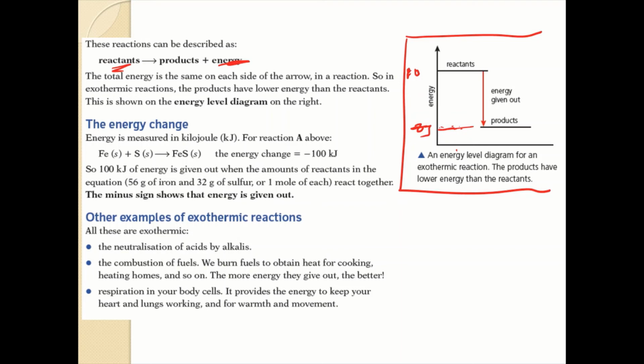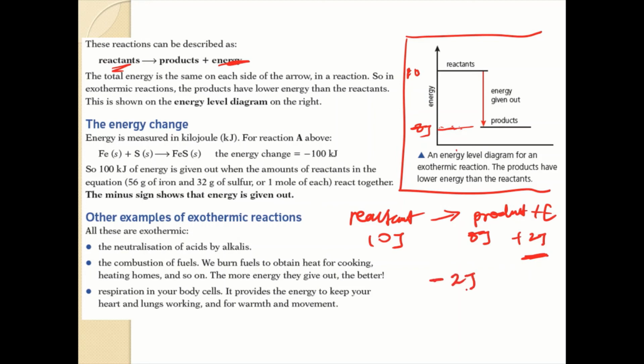This is because the reactant is converted to product with the release of energy. So if you have reactant forming products plus energy. If I start with 10 joule and product is 8 joule, that means 2 joules of heat energy has been lost to the surrounding. And so how do we show that? We show that by using a negative sign, minus 2 joule of energy.